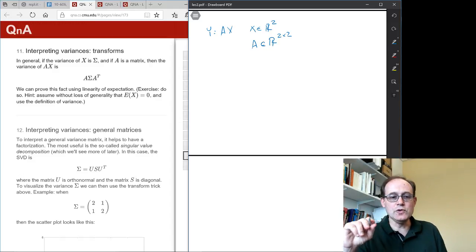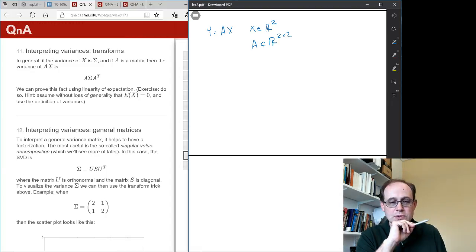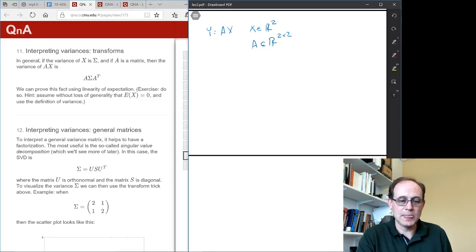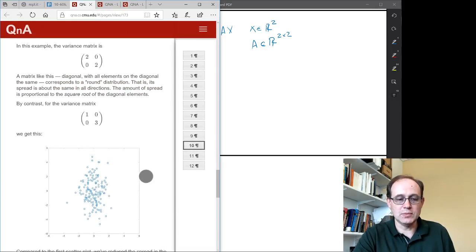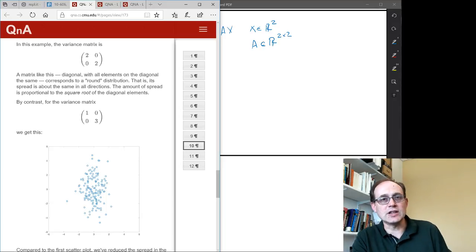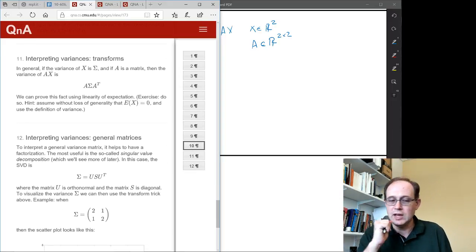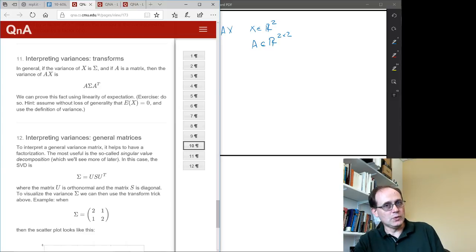And it turns out that you can prove that if the variance of x is sigma, then the variance of y is a sigma a transpose. And that's not actually too difficult to prove. We might do it in a second. But what that is going to let us do is understand random variables by using transformations to make the variance matrix simpler, right? So if we have some general variance matrix with non-zero entries everywhere in the matrix, that's potentially not all that easy to interpret on its own. But if we can use a linear transformation like this one, y equals ax, to make the variance matrix look simpler, then we're going to be able to understand it.